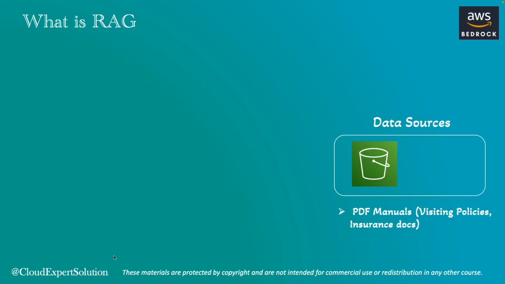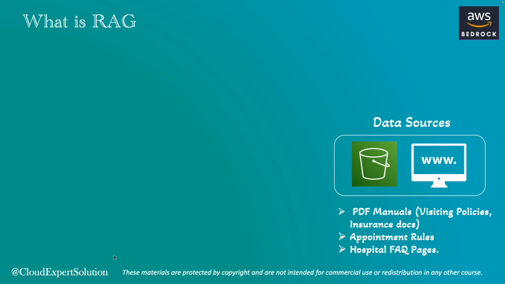To start with, step 1 is to set up the knowledge base. That means we need to configure the data sources. For this use case, we need to upload the hospital's PDF manuals like visiting policies and insurance docs to an Amazon S3 bucket. We can also connect the patient portal database or the appointment rules. We can also crawl the hospital's public website for FAQ pages.